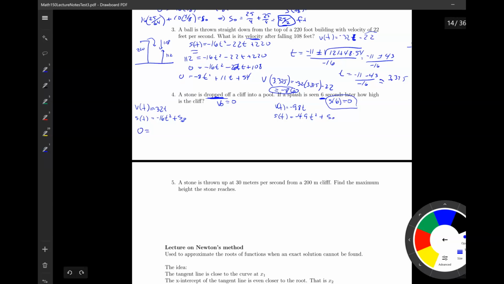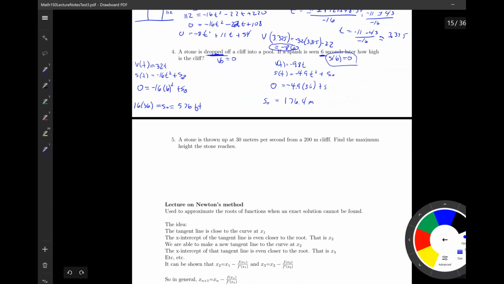So if I set it equal to 0, and I substitute in 6, I get 16 times 36 is my s of 0. And what does that give me? About 576 feet. So if I do the same thing here, set it equal to 0, and plug in 6. So I get 4.9 times 36 plus s naught. So that gives me s sub 0 is 176.4 meters high. And those are equivalent. All right, let's finish off with one last one here.